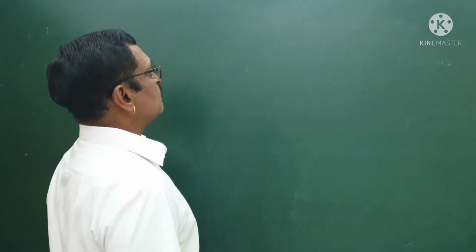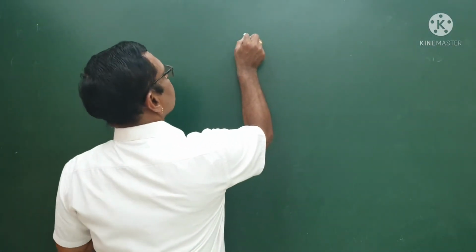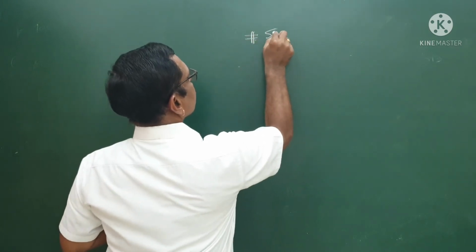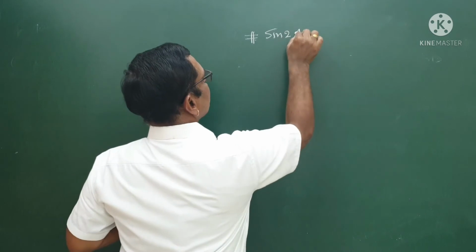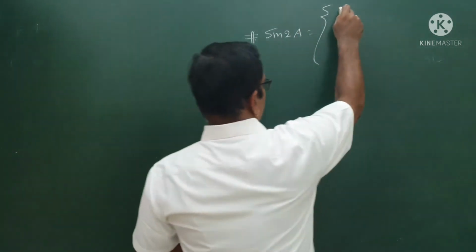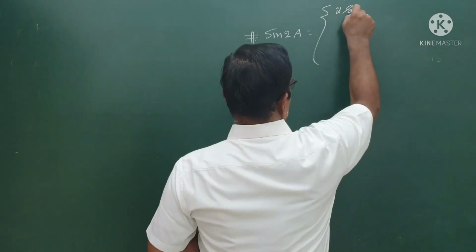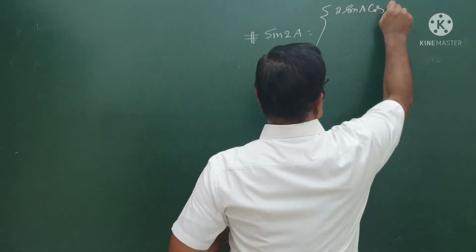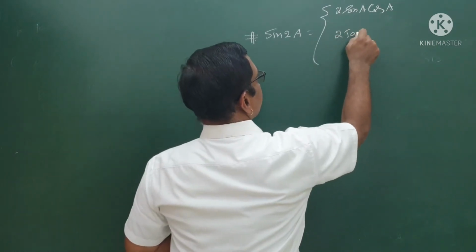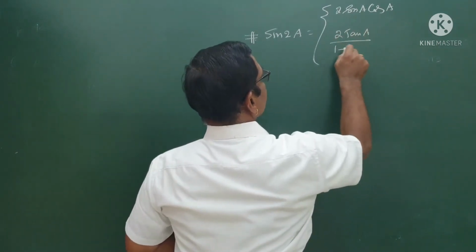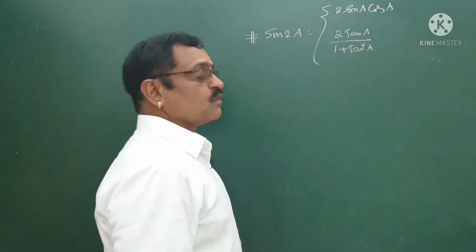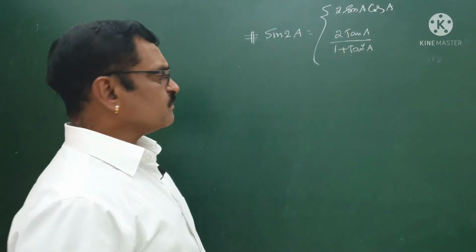We have some more identities. Number 1, sin 2A, already we know one identity, that is 2 sin A cos A. We have another identity, that is 2 tan A by 1 plus tan square A. Proof. So proof is very simple.